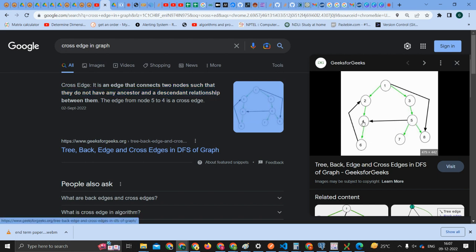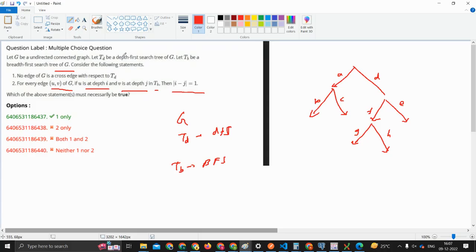See this 5 and 6. Who is the ancestor? It's a base node, right? They don't have an in-between parent. So 5 and 4 are completely split. They don't have a descendant or the parent as an ancestor. Given that point, that means the first option is correct, right? No edge of G is a cross edge with respect to TD.